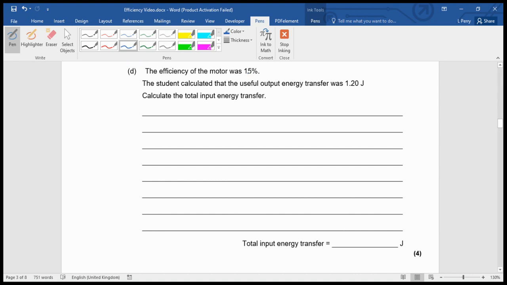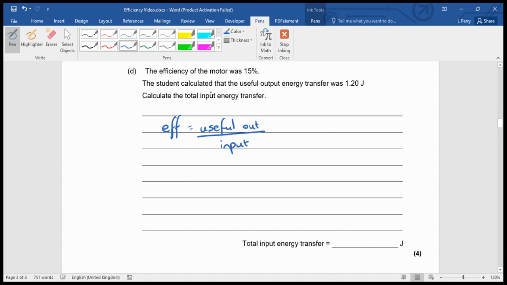The efficiency of a motor is 15%. The student calculated that the useful output energy transfer was 1.2 joules. Calculate the total input energy transfer. So again, I write out my equation. So useful out divided by input.